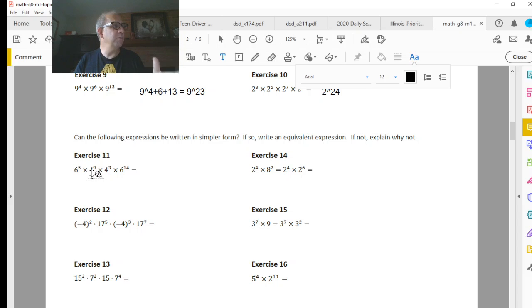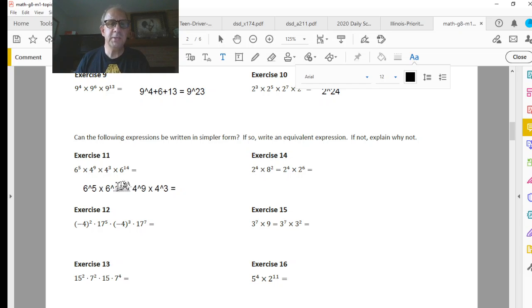Can these expressions be written into simplest form? 6 to the 5th power times 4 to the 9th times 4 to the 3rd times 6 to the 14th. Can I simplify that? Yes. Can I simplify 6 to the 9th power times 4 to the 9th power? No. They're different bases, but I can put the ones with the same bases together. So 6 to the 5th power times 6 to the 14th power go together, and then 4 to the 9th power times 4 to the 3rd power go together.